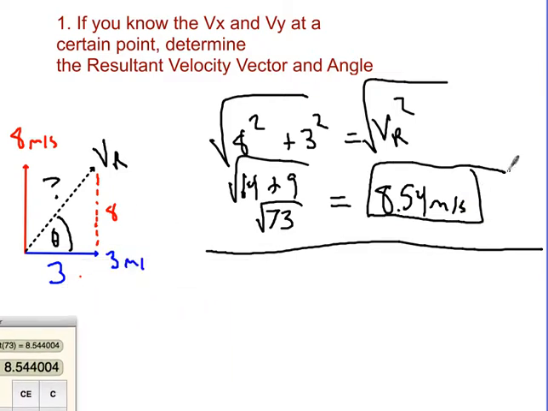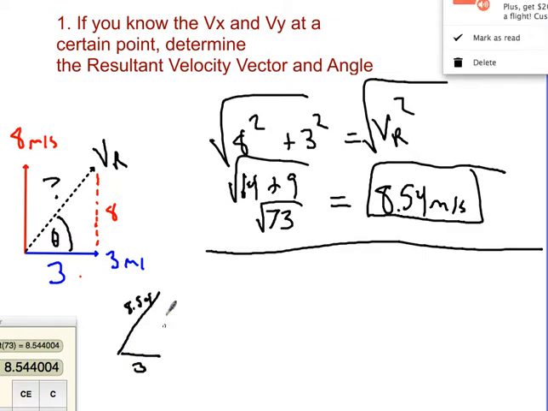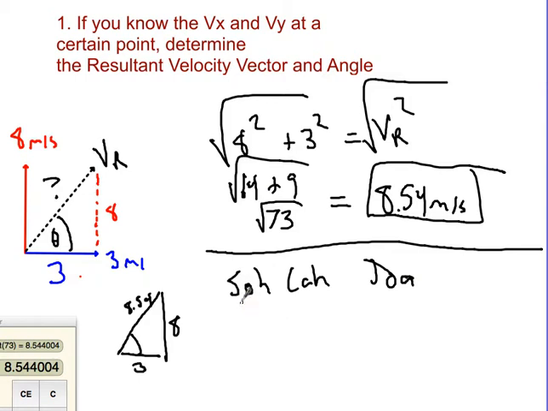The last part is the angle. I'm going to draw this triangle like this: 8.54, 3, and 8. What's this angle here? We can solve for any one of these any way. We have SOH CAH TOA, and there's a whole video on this linked to this part of the web page. But I'm going to use sine equals opposite over hypotenuse. So sine of the angle equals the opposite, which is right here, 8.